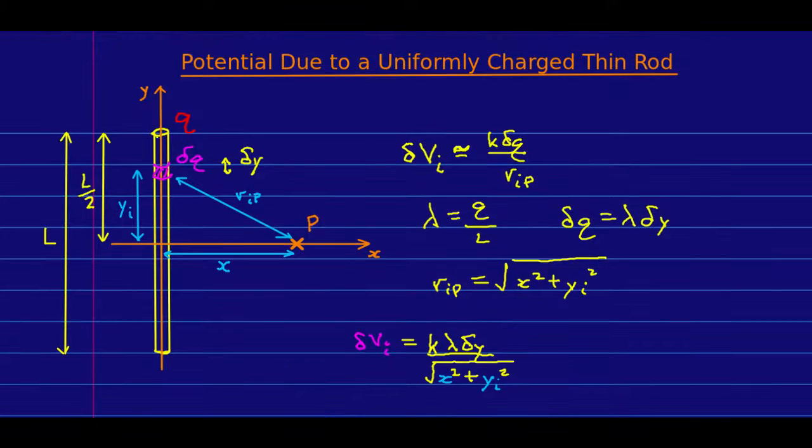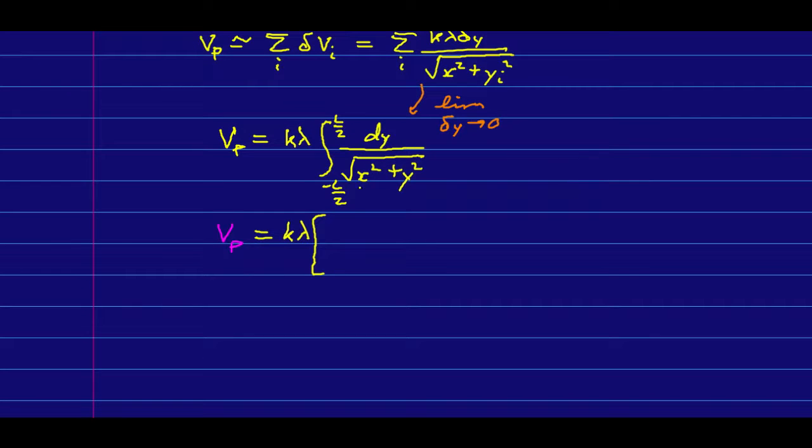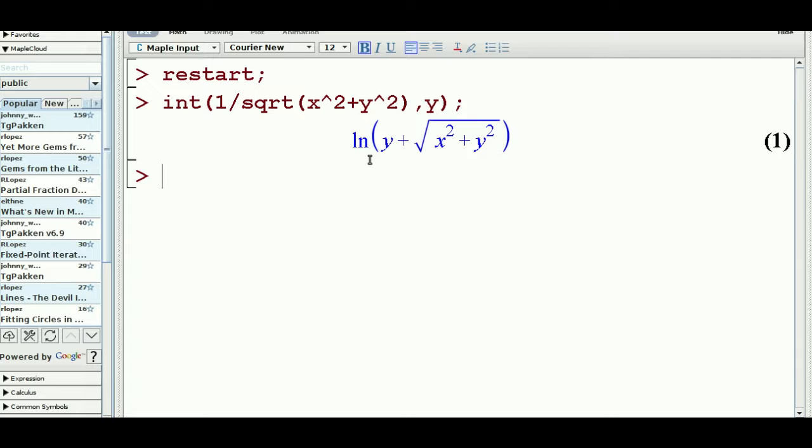And again, I need to worry about what I'm integrating from and to. I'm going from y equals negative L over 2 to L over 2. Well, again, this is an integral that could be done by trig substitution, but I'm just going to throw it into Maple, and there it is in Maple.